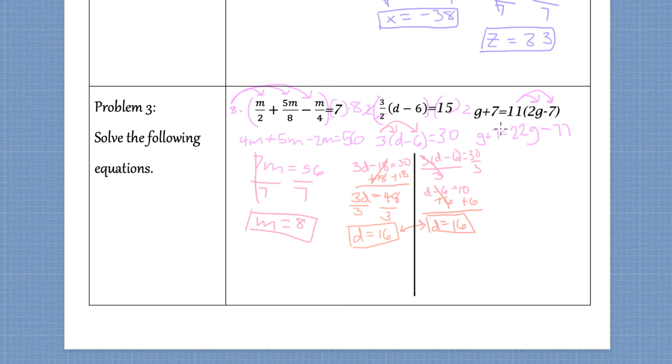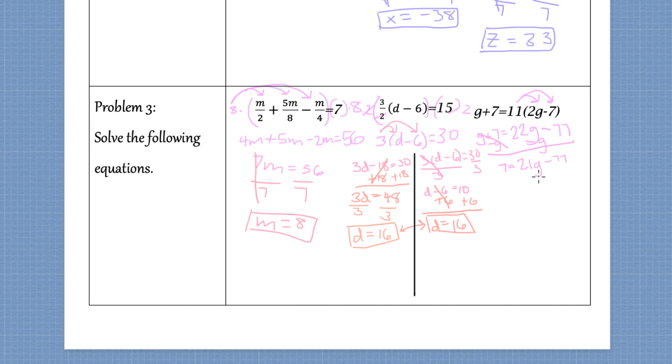And so now that we have that, we want to get our g variable term isolated on one side. And so we're going to subtract g from this side and then subtract g from this side. And so we're going to get g minus g cancels each other out, leaving us with 7, which is equal to 22g minus g is equal to 21g minus 77.